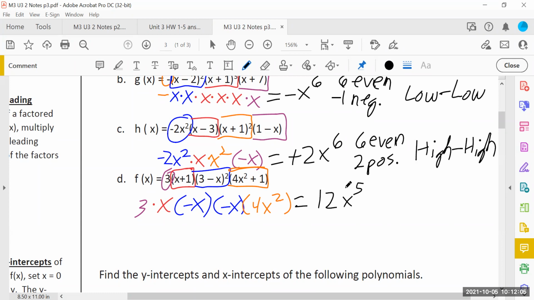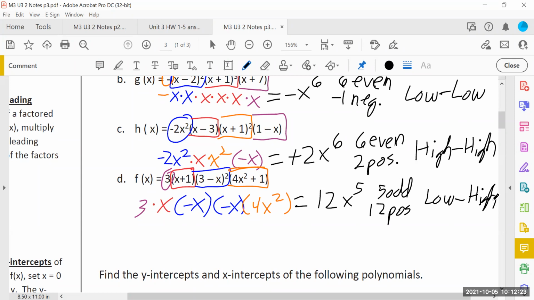12x to the 5th. This becomes... 5 is odd, 12 is positive, so that's going to be low, high.